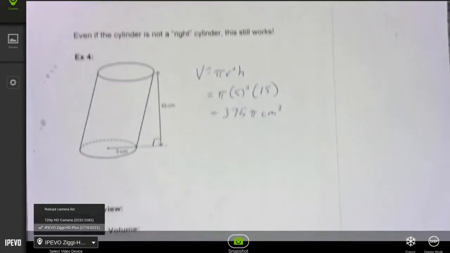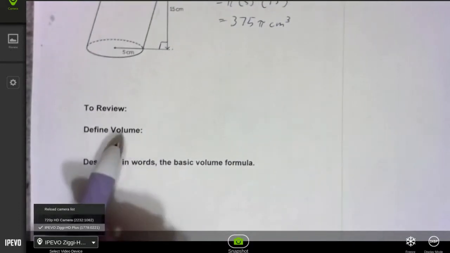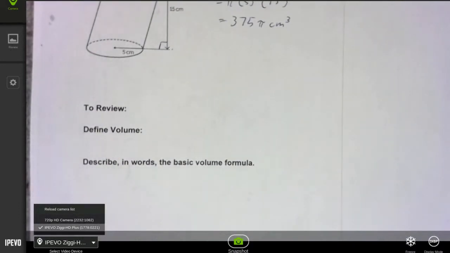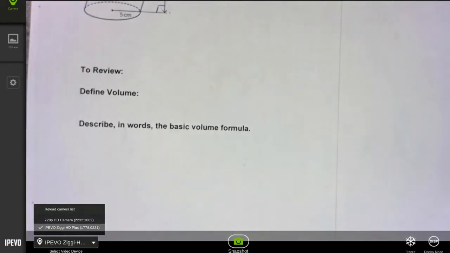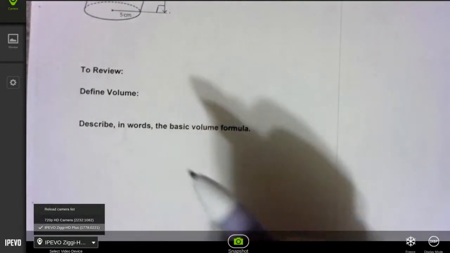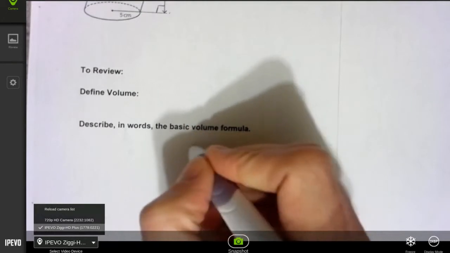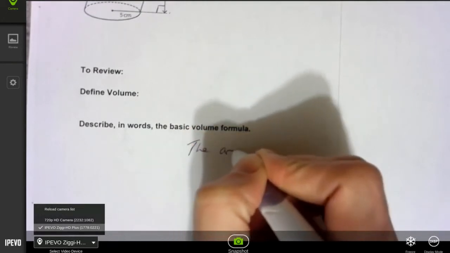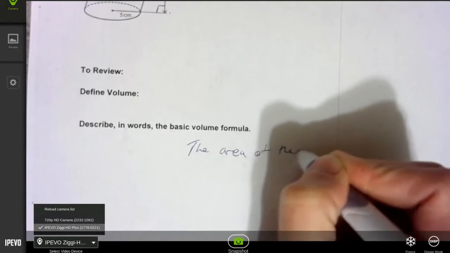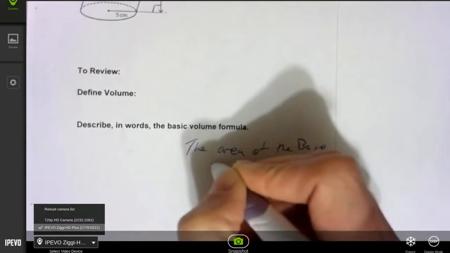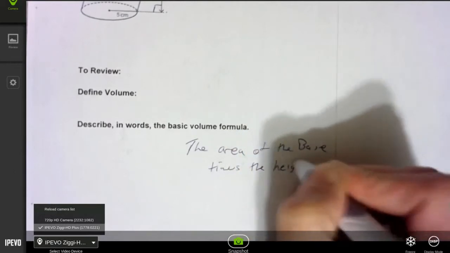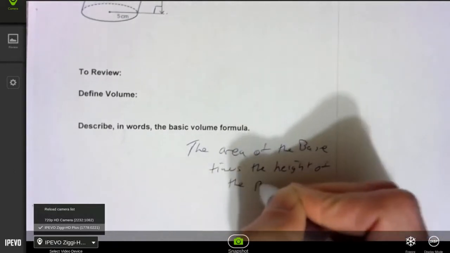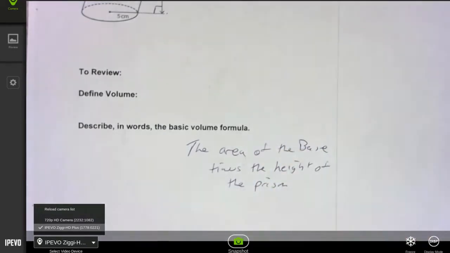Okay, so quick review. Define volume. And now describe in words the basic volume formula. Okay, so hopefully you were able to describe it in words as the area of the base times the height of the prism. All right.